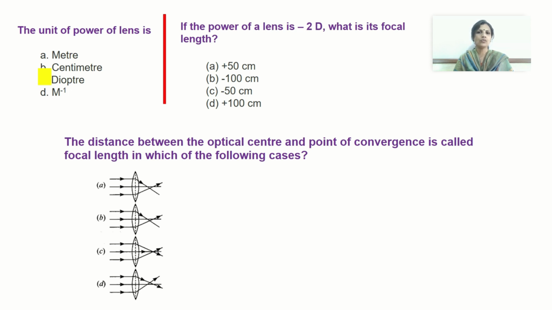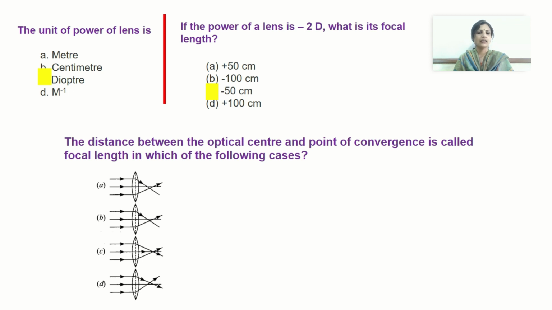So -2 is equal to 1 upon f. So f is equal to -1 upon 2. 1 by 2 is 0.5 meter. That is minus 0.5 meter, and convert it into centimeter. You get -50 centimeter. So option C is the correct option. Alright. So such simple MCQ for 1 mark you can expect in the examination.